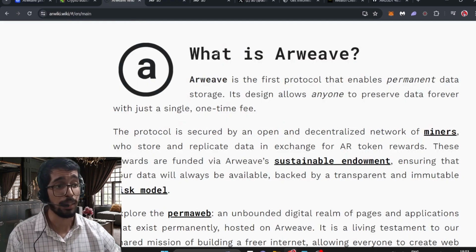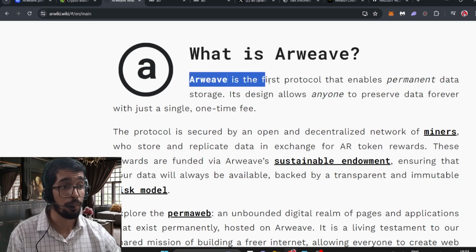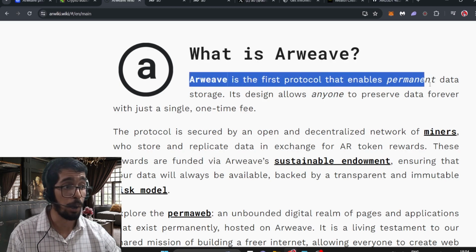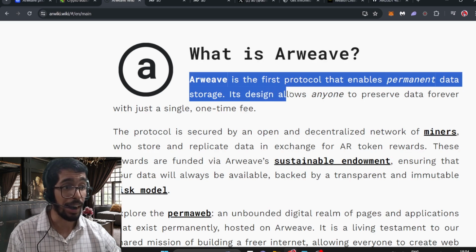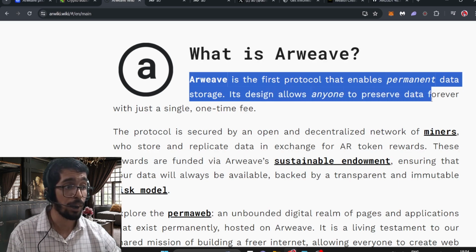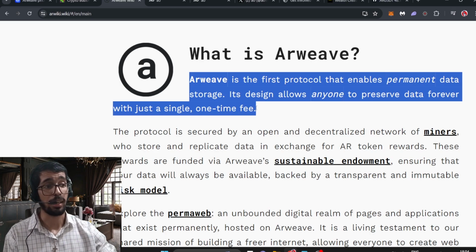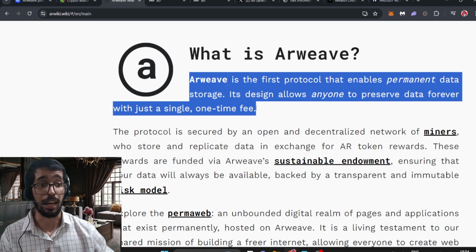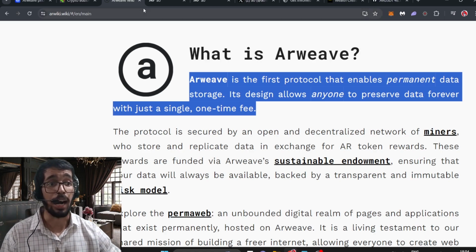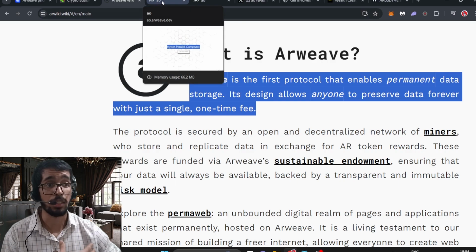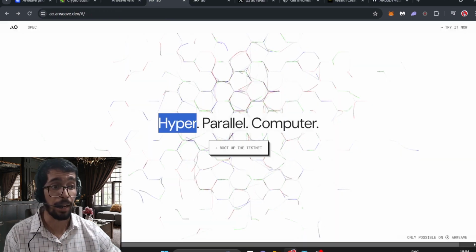So what is Arweave? In short, Arweave is the first protocol that enables permanent data storage. Its design allows anyone to preserve data forever with just a single one-time fee. So I got it right: we just pay a one-time fee and we store our data forever. That's Arweave in short.